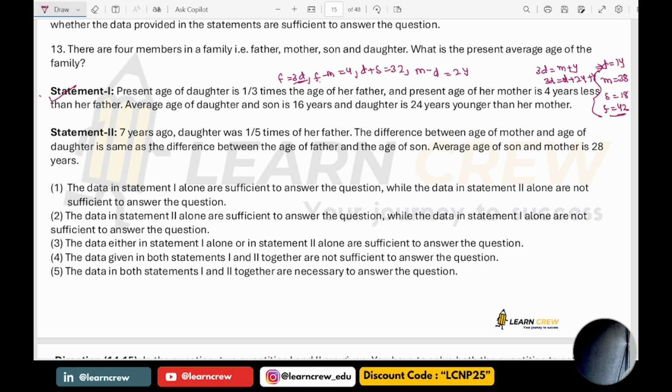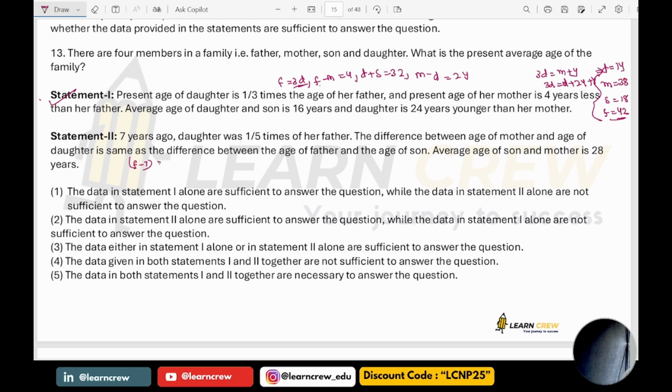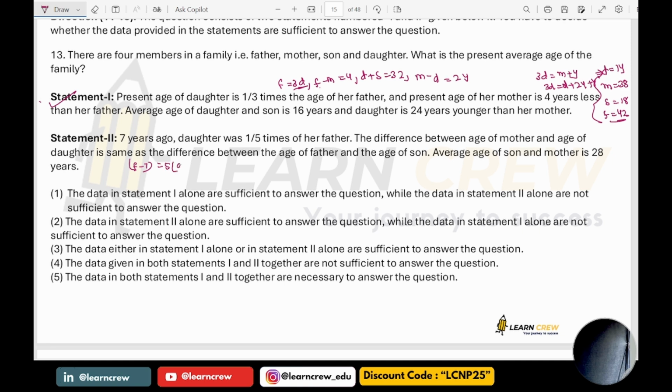Check whether 2 is sufficient or not. 7 years ago, the daughter was 1/5 of her mother. Her father. So you can say F minus 7 is equal to 5 times D minus 7.